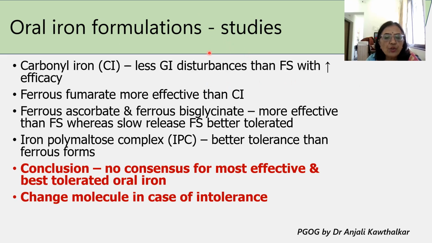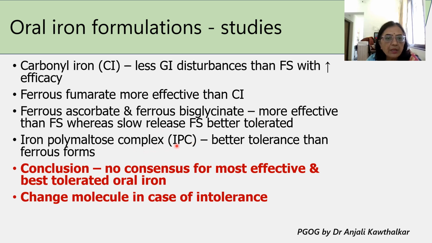There are many studies which have been conducted over various types of newer oral iron formulations which are available in the market. Carbonyl iron has fewer GI disturbances than ferrous sulfate with increased efficacy. Ferrous fumarate is said to be more effective than carbonyl iron by some studies. Ferrous ascorbate and ferrous bisglycinate are more effective than ferrous sulfate. Slow release ferrous sulfate is better tolerated. So these are the conclusions of these studies.